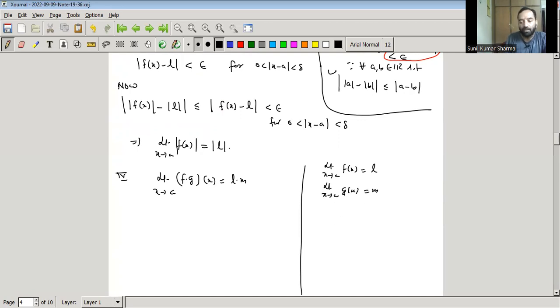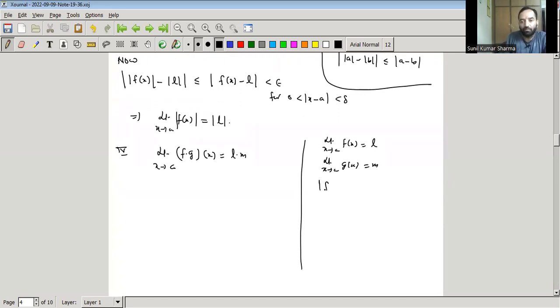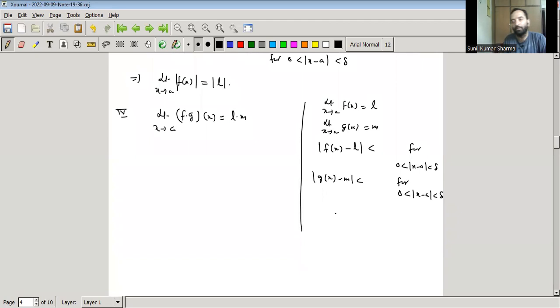and it means for given epsilon greater than 0, there exists delta greater than 0 so that mod f(x) minus L is less than some number for 0 less than mod x minus a less than delta, and mod of g(x) minus m is less than some number for 0 less than mod x minus a less than delta. So we have to find what to choose for mod f(x) minus L, and what mod g(x) minus m should be. So first we try to estimate the given.